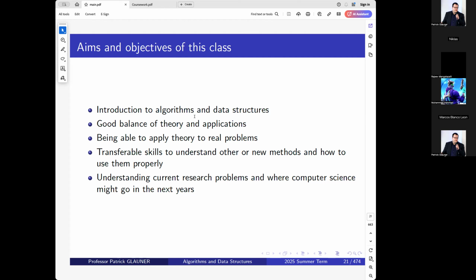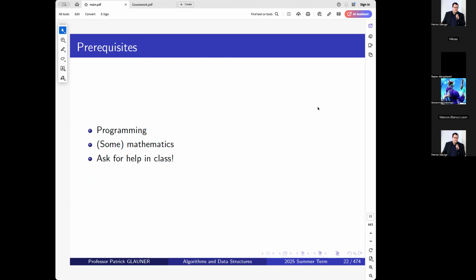You will be able to apply this theory to real problems. And as your career progresses, you will see new methods and new problems. And I want you to be able to transfer the skills from this course to new methods and new problems. And we will also be looking into some current research problems, in particular around AI, quantum computing, and this kind of stuff, and see where the field of computer science is going in the next few years.